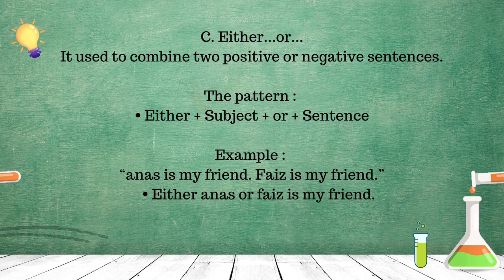The second question is, Rina doesn't love me. Vera doesn't love me. Change the sentences into negative elliptical sentence with neither. And the third question is, fried chicken is my favorite food. Fried rice is my favorite food. Change the sentences into elliptical sentence either or.